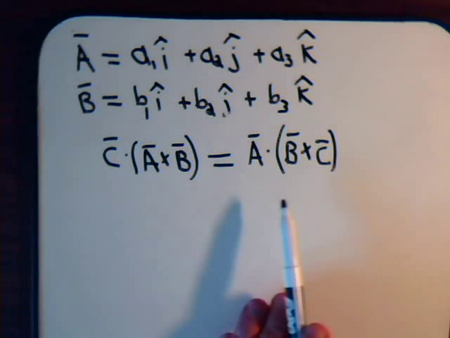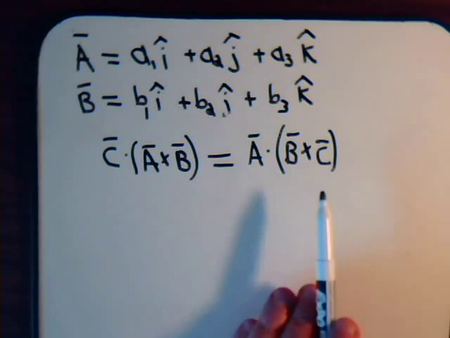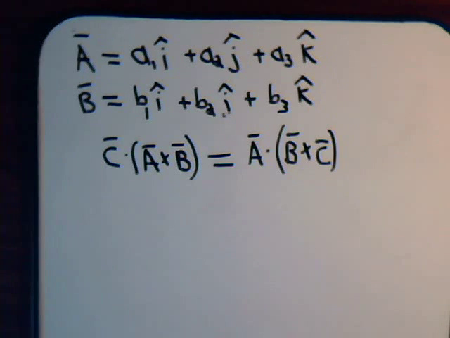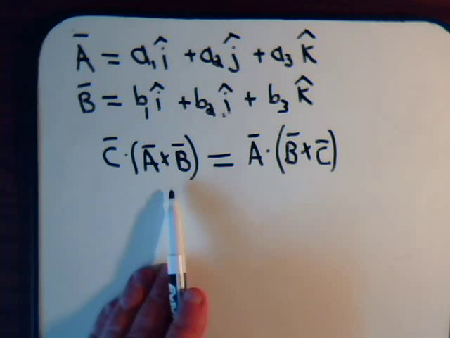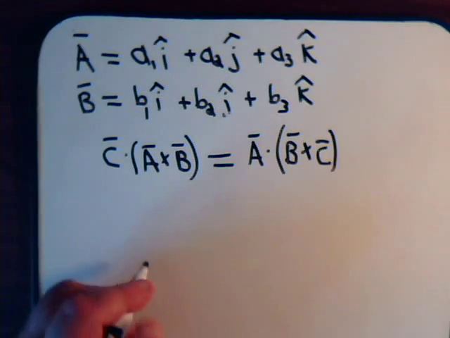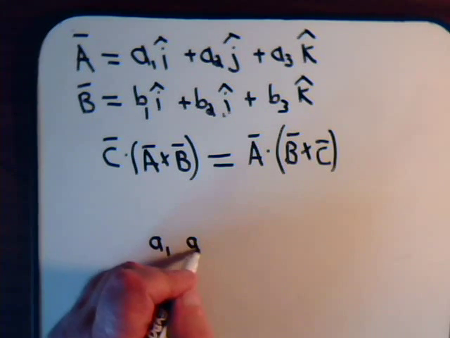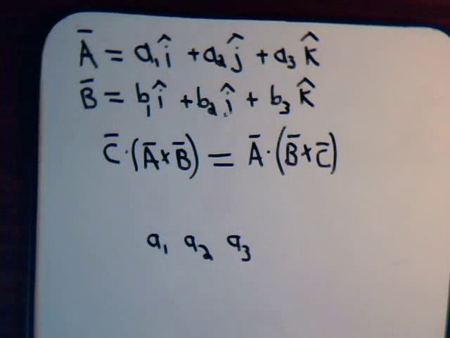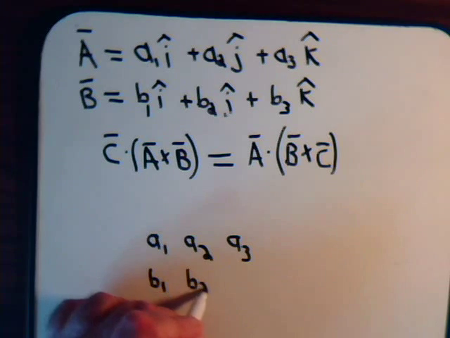And we say that's the same thing as if we took B cross C, then took that vector and the dot product with vector A. It'll give us the same scalar quantity. Now, how do we express A cross B in determinant form? Remember how that goes. We would have A1, A2, its different components, followed by the components of the B vector.